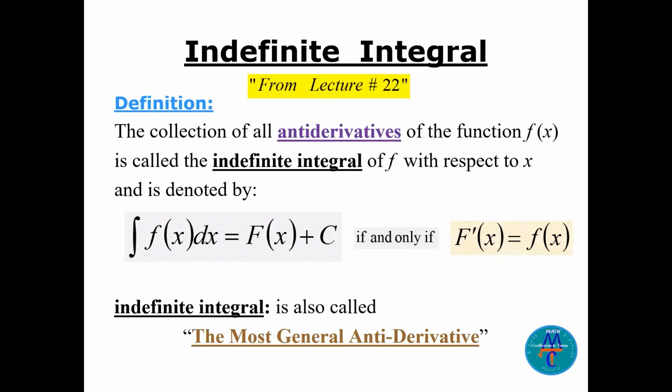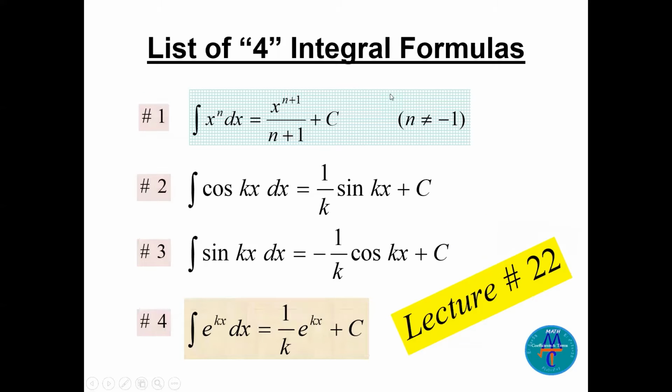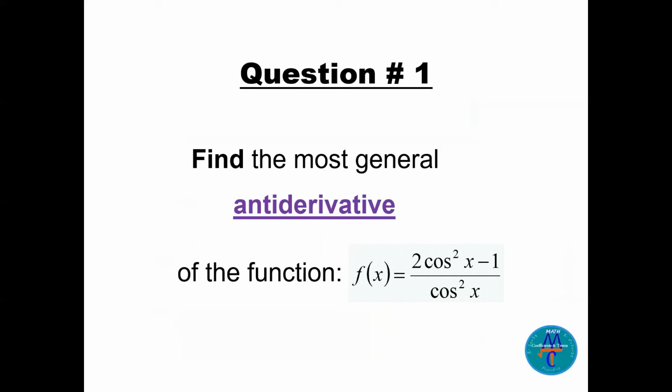Just to remind you that the antiderivatives are called indefinite integrals. So the integration of f of x dx is equal to capital F of x plus C, this is a constant, if and only if capital F prime of x is equal to small f of x. So the indefinite integral is also called the most general antiderivative, and this is from lecture 22 of Calculus 1. Now these are four simple formulas for finding antiderivatives. Let's see question number 1.